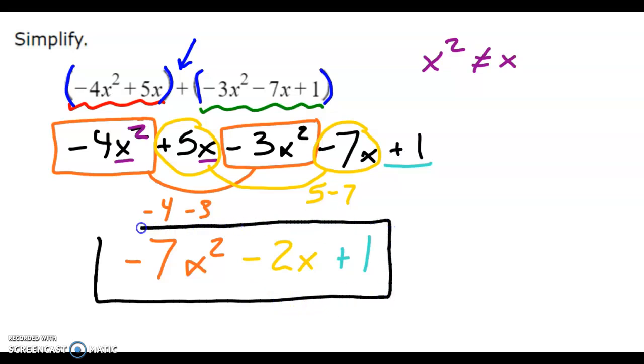You are fully simplified, and you are in standard form because the biggest variable comes first, biggest exponent comes first, and it goes smaller as we go from the left to the right. Excuse me. And that's it. You would be done there.